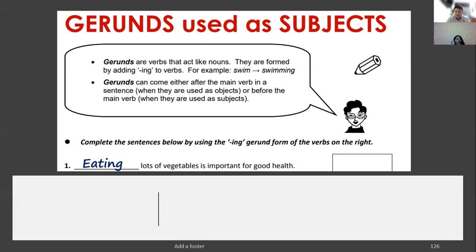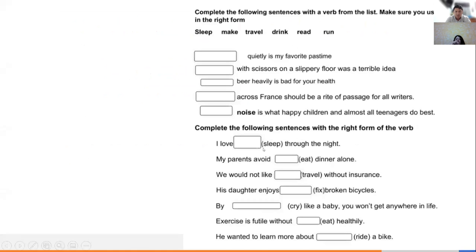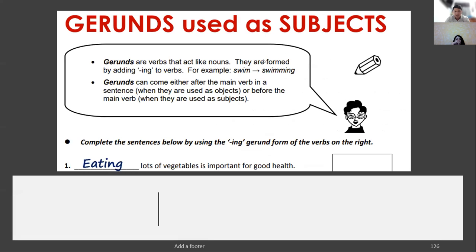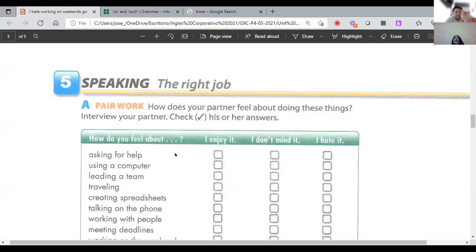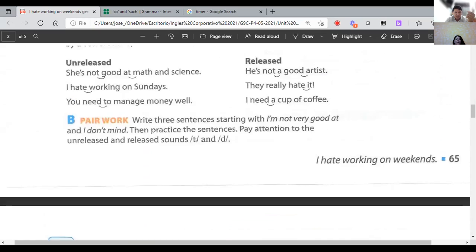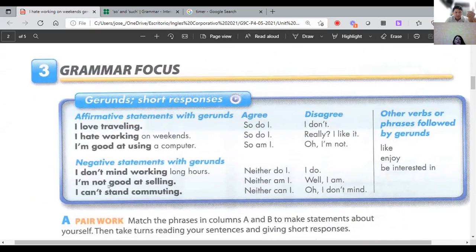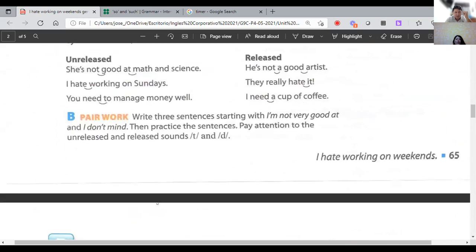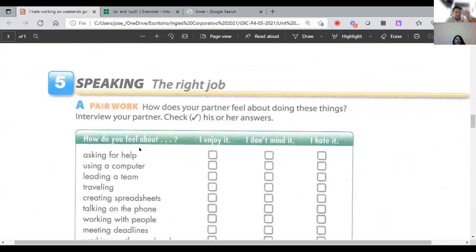Right. And the last one that I wanted to share with you, hold on, no, it's not that one. Let me just go back to the document that I shared with you, the PDF. The other one is gerunds after prepositions, like for, about, or at. Like in this case, take a look at this. You see, I'm not good at selling. And you can say, how do you feel about asking? Or I use the computer for working, just like that.